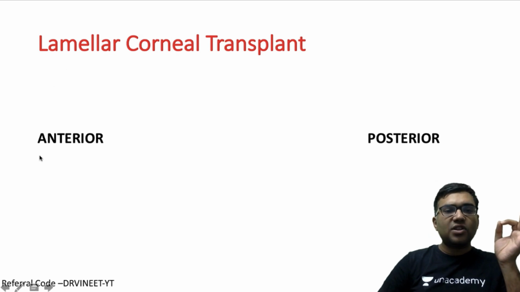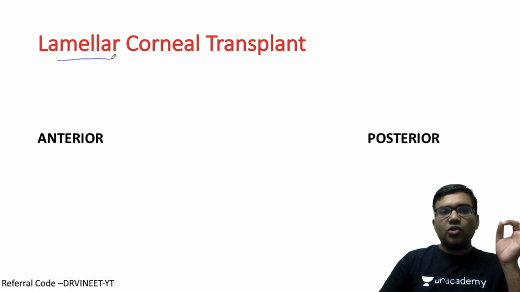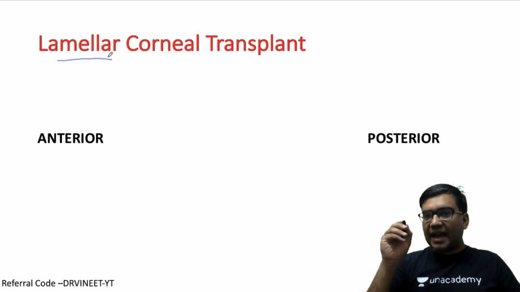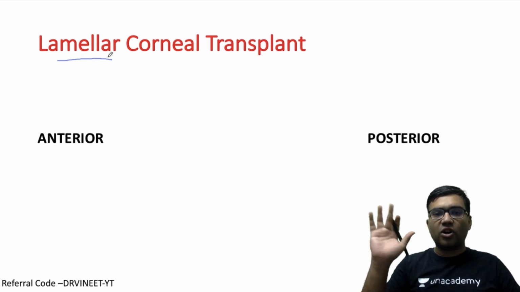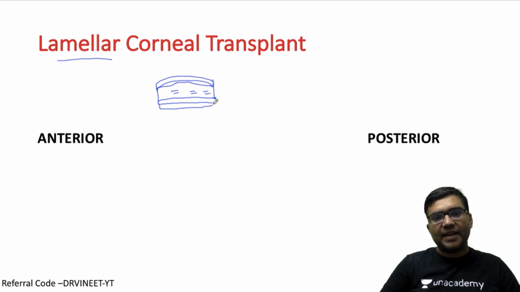Now the types of corneal transplant can be anterior lamellar corneal transplant or posterior lamellar corneal transplant. First of all, what is the meaning of lamellar corneal transplant? Lamellar means that the whole of the cornea is not replaced. Please remember, we have 5 layers of cornea: epithelium, below that the basement membrane, then stroma, followed by Dua's membrane, followed by Descemet membrane, and followed by endothelium.